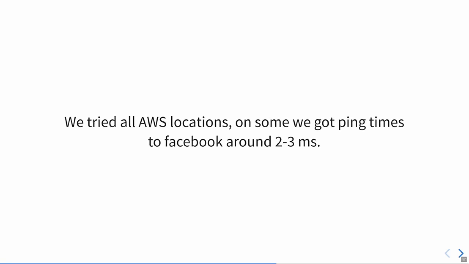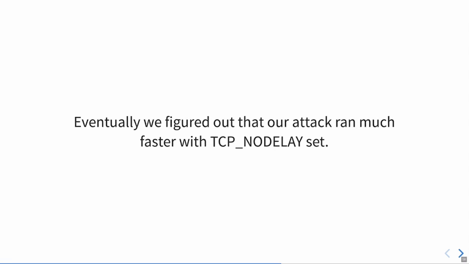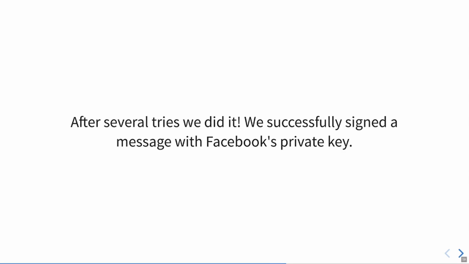So one thing we did, we tried all AWS locations where you can rent servers from AWS and measured the ping times. And on some of them, we got ping times of 2 to 3 milliseconds to Facebook. We also figured out that if you have many very short connections, then using this option called TCP no delay gives you a huge speed up. I think we got the attack a factor of 10 faster. And after several tries, so we had several bugs in our script, we managed it, and we signed a message with Facebook's key.